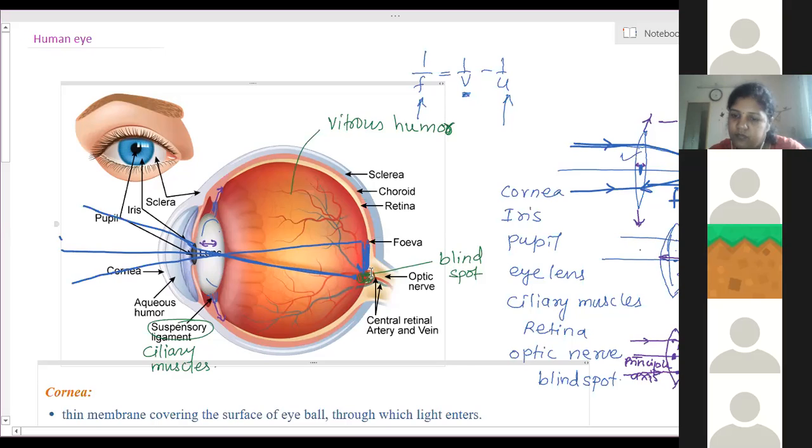Ma'am, if it reflects in the blind spot, we can't see it? No, we can't see anything. How does it happen? Because at this place, if the image is formed, that image cannot be transferred to the brain, because there are no rods and no cones present at this position. So how would the information be sensed? Sense cells are not present. They won't sense that information.